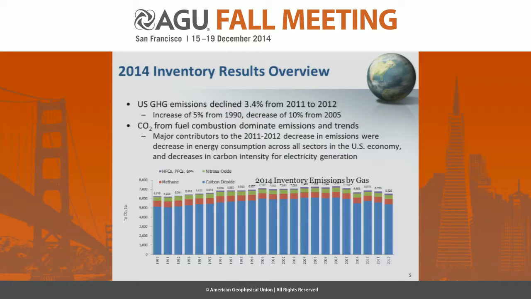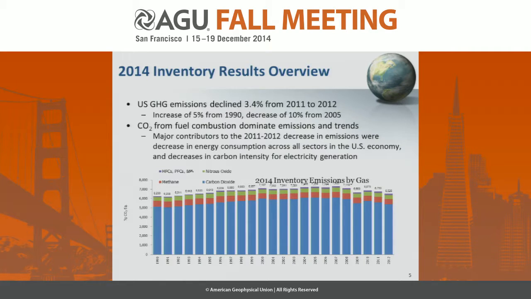I'll give a brief overview of the results of the most recent greenhouse gas inventory, the national inventory reported to the UN. So you can see the time series from 1990 to 2012. Every year, CO2 dominates emissions, of course. It's about 80% of all emissions. Methane is about 9%, followed by N2O at about 6%. The total is generally around 6 to 7 billion metric tons of CO2 equivalent per year.